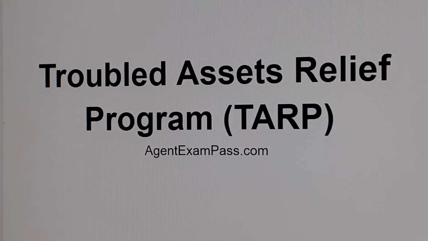Troubled Assets Relief Program, TARP. 2008, $700 billion in government relief to banks in 2008 because of the overvaluing of real estate assets.